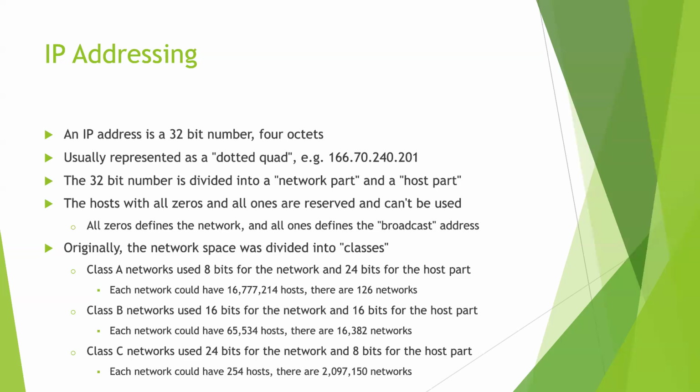Class C networks used 24 bits for the network and only 8 bits for the host part. That limited you to 254 hosts. Now you're thinking, wait, shouldn't it be 256? There's 8 bits, right? But remember, all zeros is the network, all ones is the broadcast. So those two addresses can't be used by a host. So that leaves you 254 hosts on that network. And there's 2 million and change class C networks available.